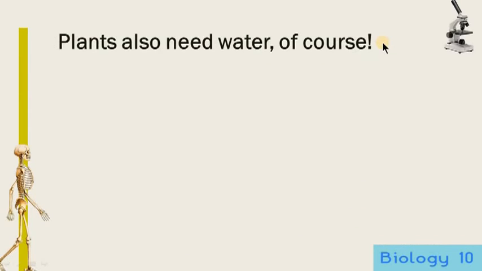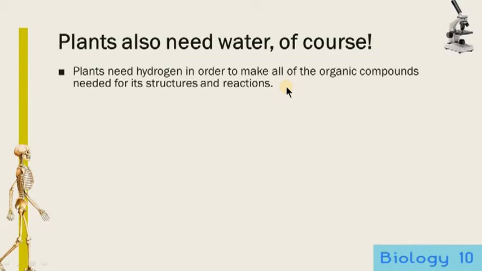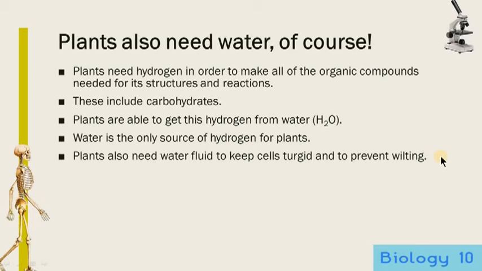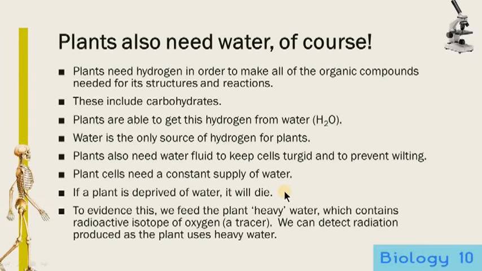And what about water? Plants need more than carbon dioxide in order to make carbohydrates. Plants need hydrogen too, and they are able to get this element from the water they absorb. Plants also need water for cellular reactions. Without water, the plant will die. Here is one way that we can evidence this.